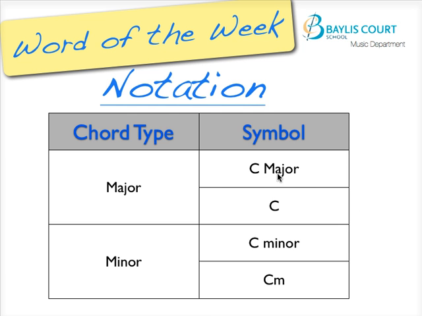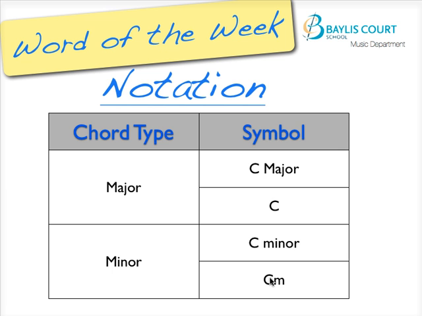A major chord we could refer to as C major using a capital M, but it's often more easily just referred to as C, and we assume that the chord is major. Minor chords we could refer to as C minor, again a lowercase m, but we normally would just abbreviate that to C with a lowercase m next to it, C minor.